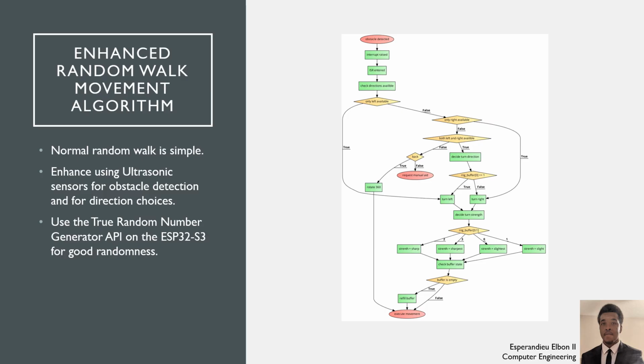To get the best randomness possible, we'll use the ESP32-S3's true random number generator. It is based on hardware and randomizes numbers with respect to noise from the integrated Wi-Fi and Bluetooth antenna. The diagram is a flowchart of how the Sentry's random walk with obstacle detection is expected to work.